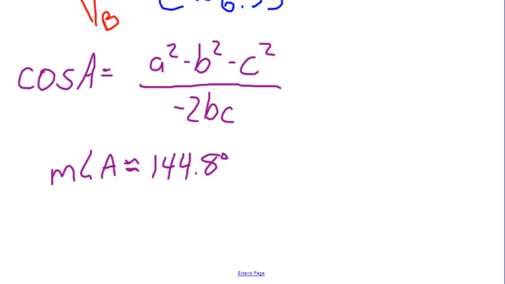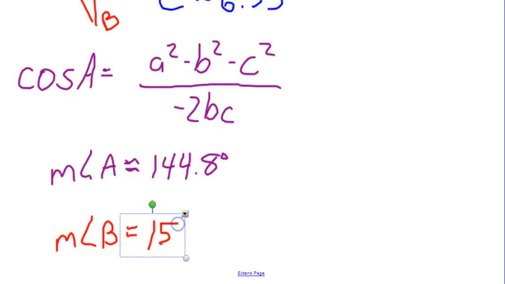Okay, so now we know what angle C is, we know what angle A is. To find the measure of angle B, we would have to take 180 and subtract those other two angles to get approximately 15.2 degrees. So in this problem we used the law of cosines to solve for the missing two angles and the missing side length.